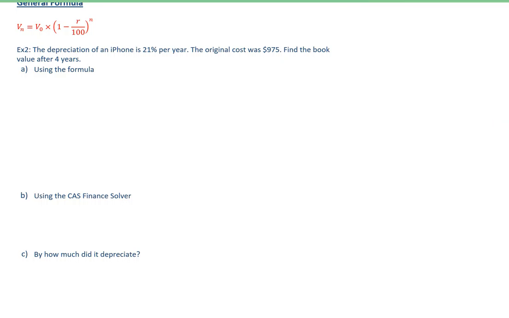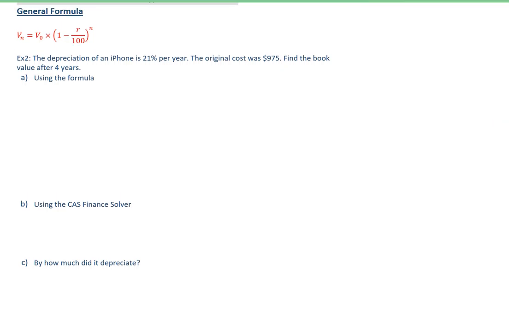Alright, so we're also going to have a quick look at, instead of using the recursive definition, how I can just use the general formula to get one particular value. So here I've got my formula.